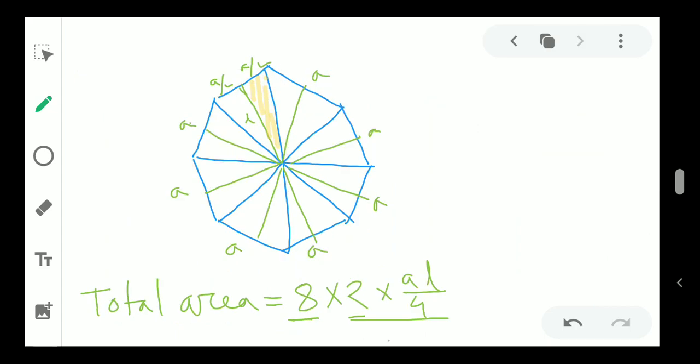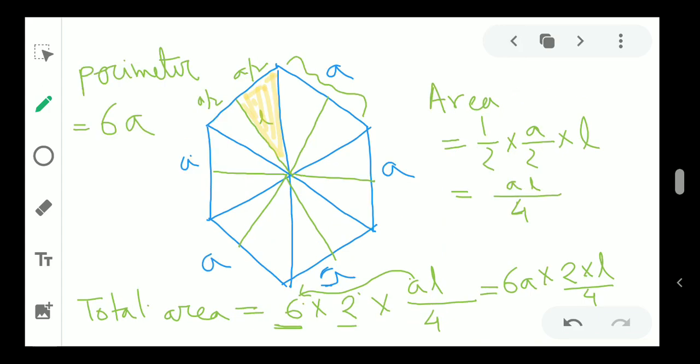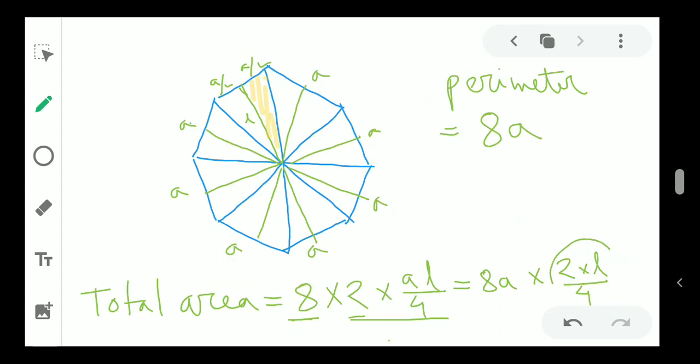In this case also, the perimeter of the octagon will be, total 8 sides are there, each side is a. So if I take one round, how much will I run? I will run 8a, because each side is a and there are 8 sides. So this one also I can write as 8a into 2 into L by 4. So you can see here clearly one thing, that this one is the same. See, here also the same and here also the same.